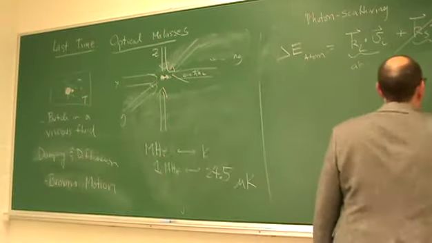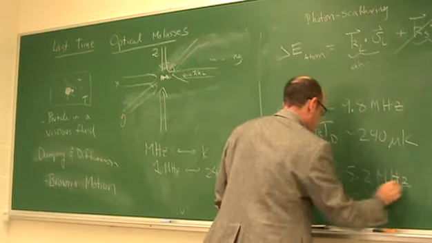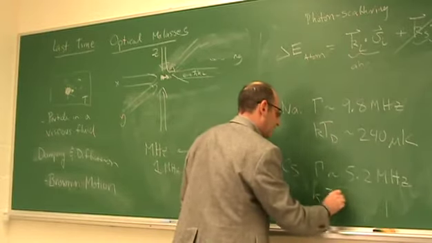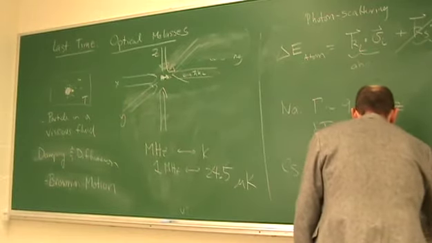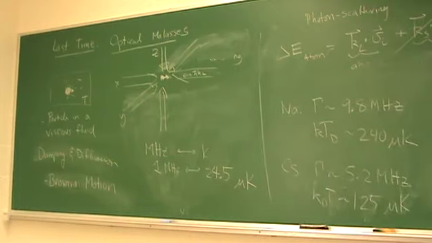For cesium, the line width is about 5.2 megahertz. And the Doppler temperature is not so different, it's about 125 microkelvin. Rubidium is about the same, a little bit hotter. Okay, so that's a darn cold temperature. If you think about the coldest temperatures, well, first of all, what's the temperature of interstellar space? 2.7. I mean, it's in the Kelvin, right? So we're talking orders of magnitude colder than that.